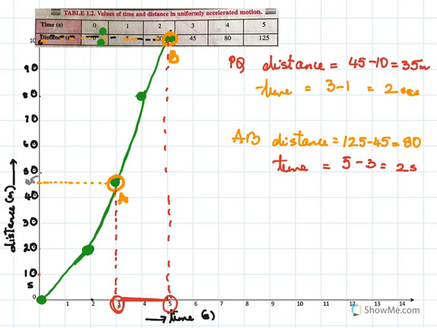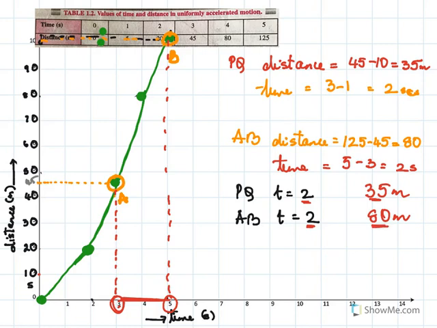Now look, let's compare. For PQ the time was 2 seconds, and for AB also the time was 2 seconds. But for PQ it traveled 35 meters, but between A and B it traveled 80 meters. Does it travel equal distance in equal intervals of time? No. In the first case, for 2 seconds it traveled 35. Next, equal time, 2 seconds, but it traveled 80 meters. Such motion is called non-uniform motion.